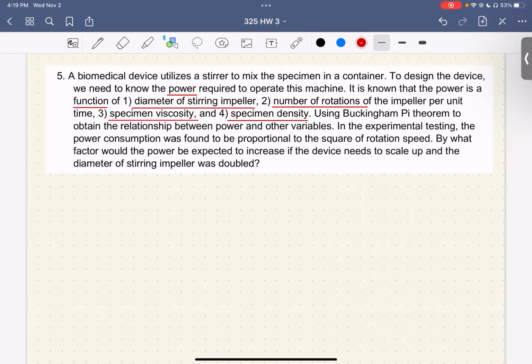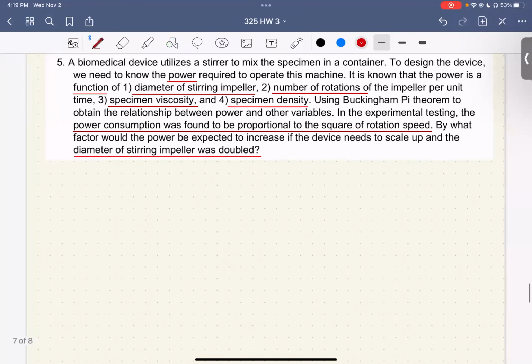And now it's asking us first, the power consumption was found to be proportional to the square of rotation speed. Great. And now, by what factor would the power be expected to increase if the device needs to scale up and the diameter of the stirring impeller was doubled. Great, so let's get started with that first part of the question. We need to first obtain the relationship. That's always the first step.